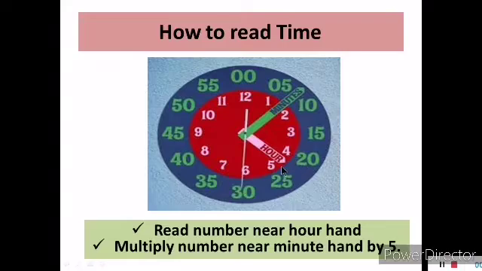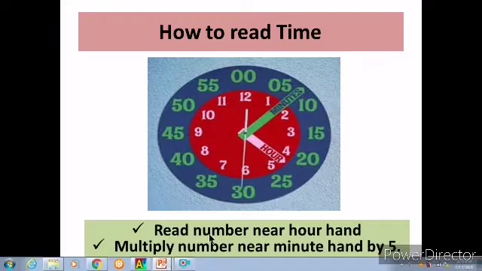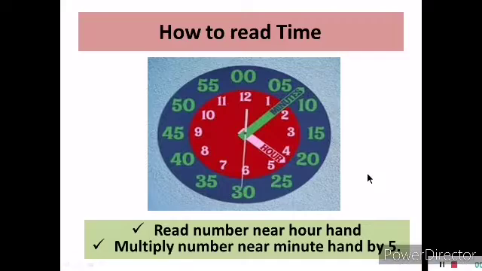Then slowly the minute hand will come to 1. Then what you have to do? You have to multiply 1 into 5. So 5 ones are how much? 5. Now you will tell the time as 4:05. Then when the minute hand comes to 2, you will do 2 into 5. Then the time will be 4:10. Similarly, when it comes to 3, 3 into 5 is 15. So 4:15. Like that, you have to tell the time. The hour hand, you tell as it is. The minute hand, you have to multiply by 5 and tell the time.